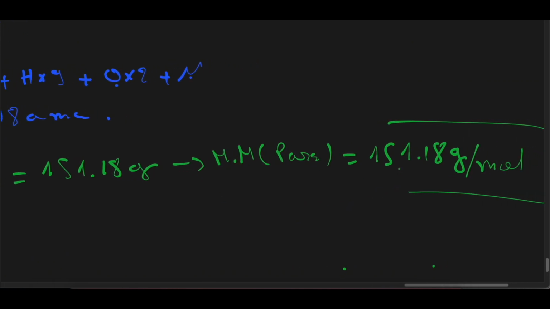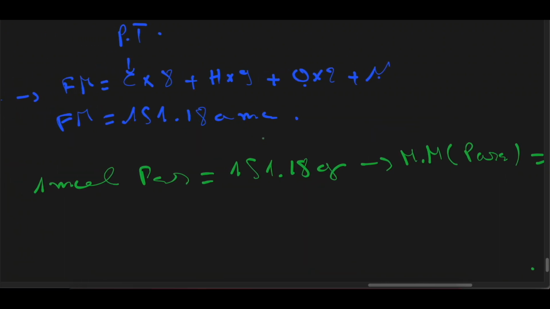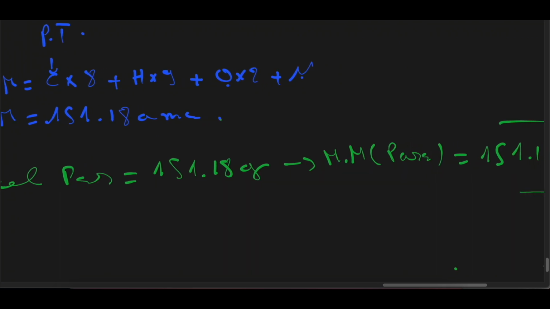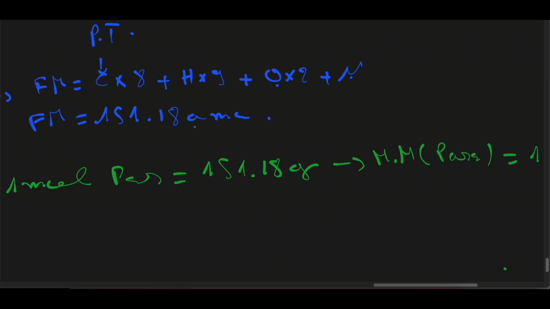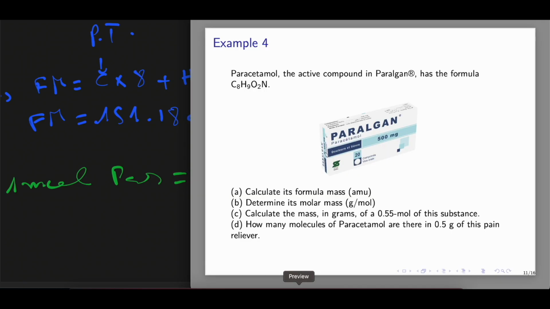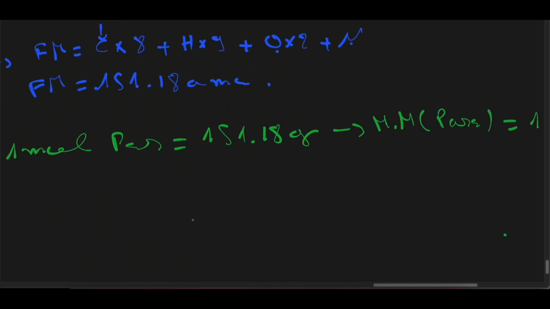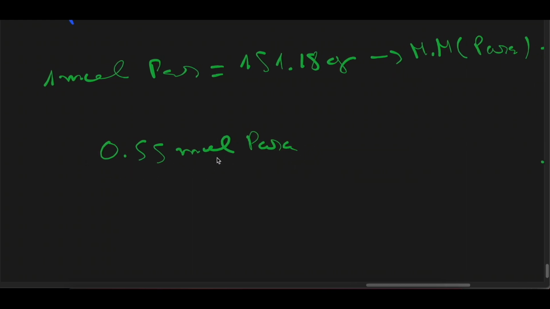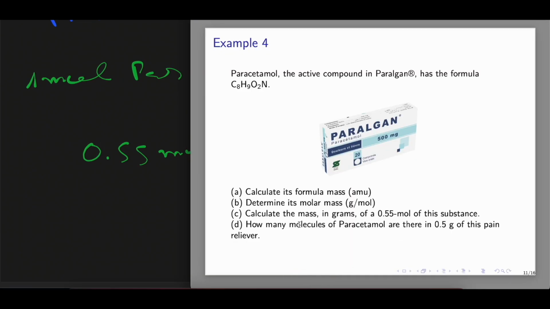So here we determined the molar mass from the formula mass, because we said that the molar mass has a mass in grams which is numerically equal to the substance atomic mass. Third question: calculate the mass in grams of 0.55 mole of this substance. Here we use dimensional analysis. We have a beginning value which is 0.55 mole of paracetamol. From this value we have to get the mass in grams.